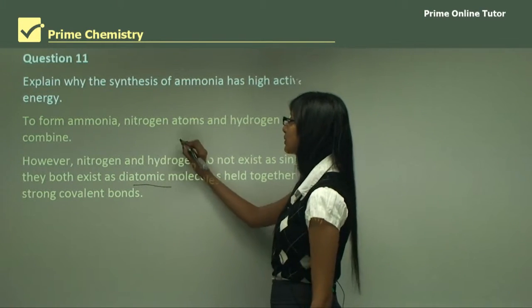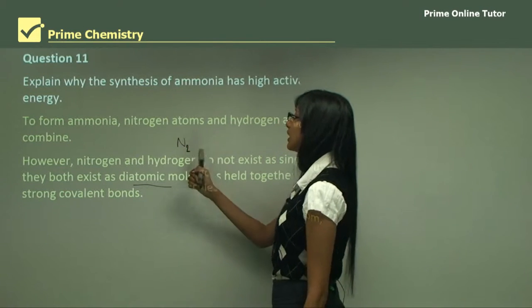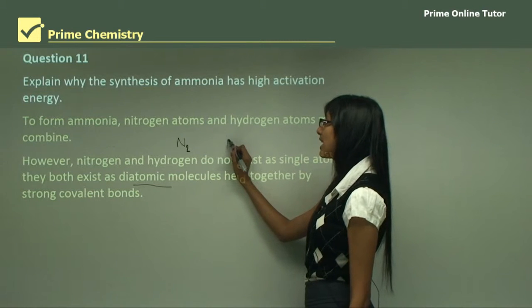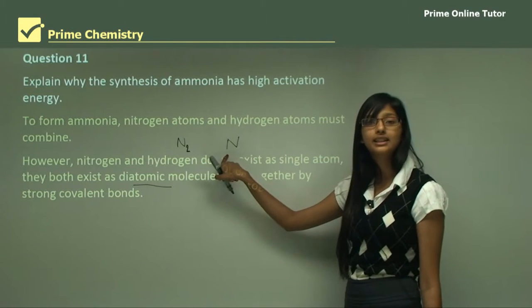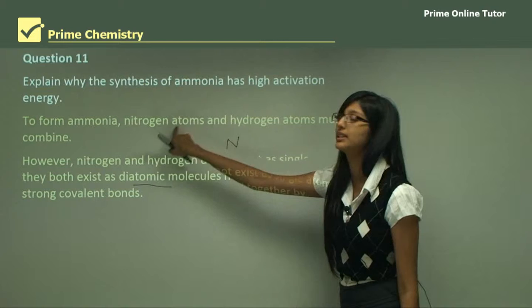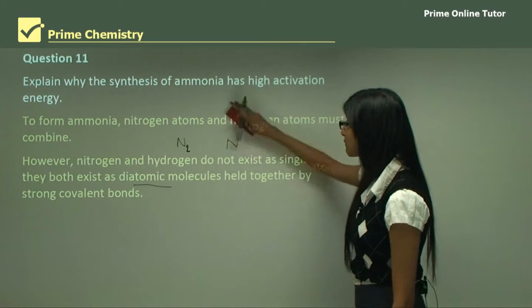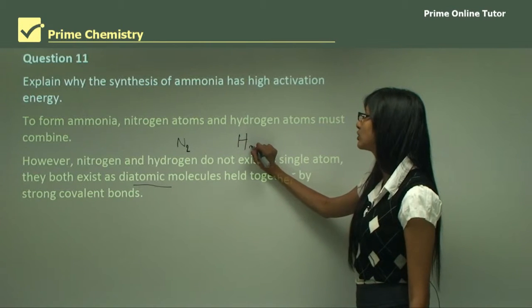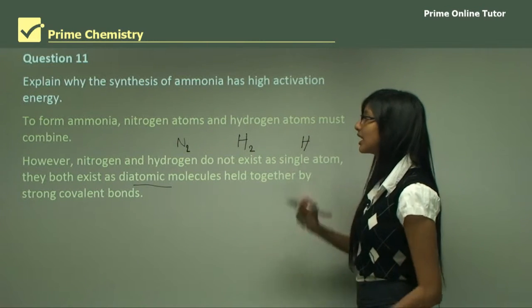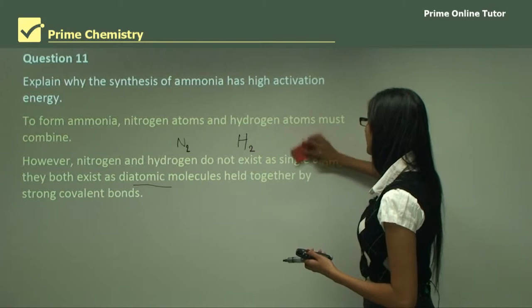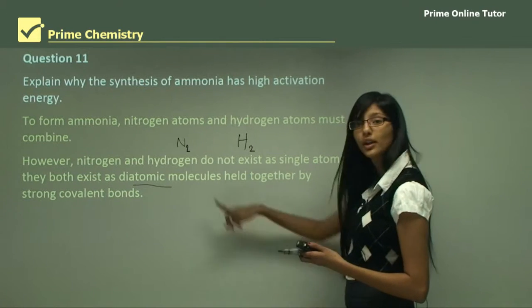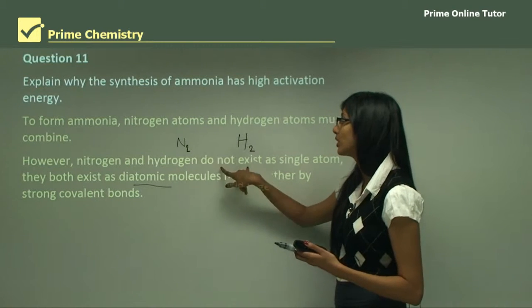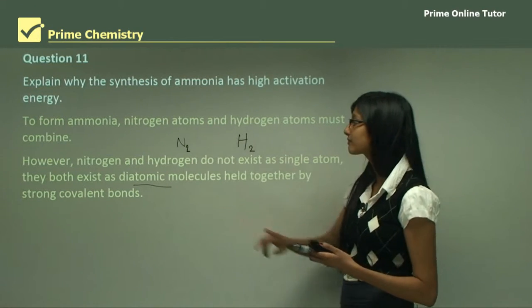Diatomic means that two atoms of nitrogen will exist together in air. So you will never have a single nitrogen atom existing in air. It will always be in the form of a molecule. And same with hydrogen. Hydrogen will always occur as H2, never as H. So as you can see, they are already stabilized. So N2 is a stable molecule and H2 is a stable molecule. And you need to break the bonds within these molecules so that the atoms can join together.